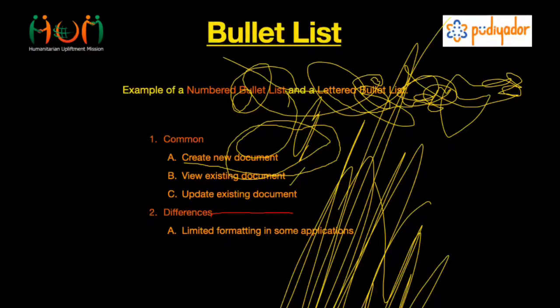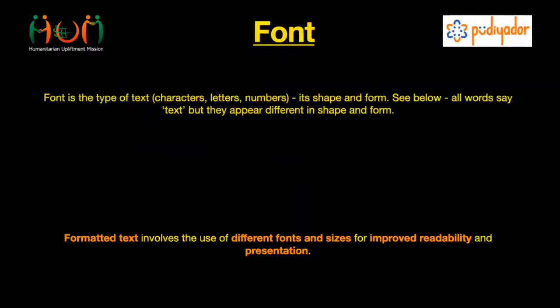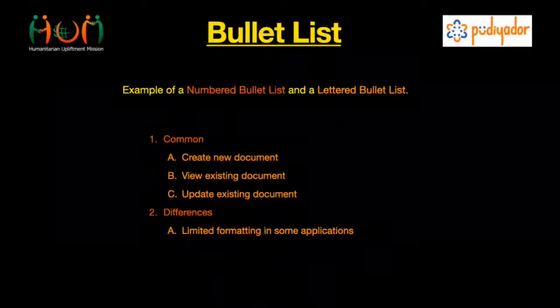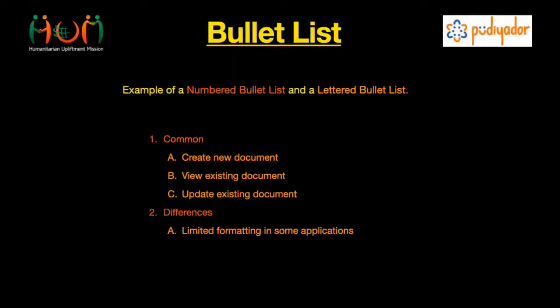Now something that is allowed inside a text document is called a bullet list. A bullet list is a list of things that are one after the other, one by one. For example, you see create new document, view existing document, update existing document. It is one after the other. That is called a bulleted list.